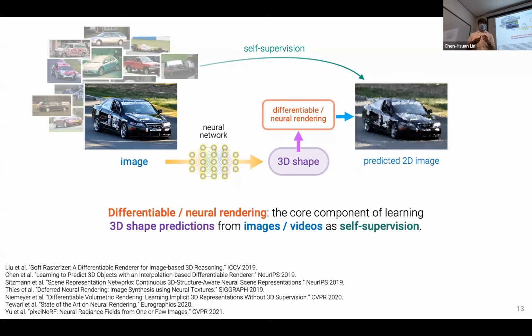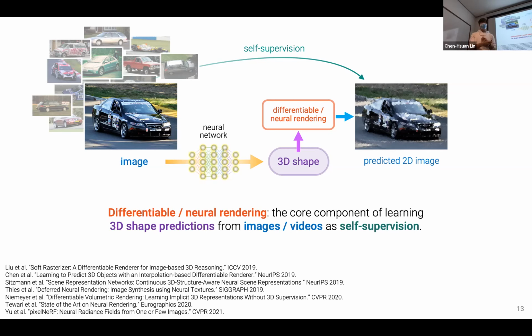So differentiable neural rendering has had a recent surge in the last couple of years for 3D reconstruction and also view synthesis applications. And there have been different neural or differentiable rendering methods designed for different 3D representations as well, for example point clouds, meshes, or voxel grids, and more recently implicit representations.